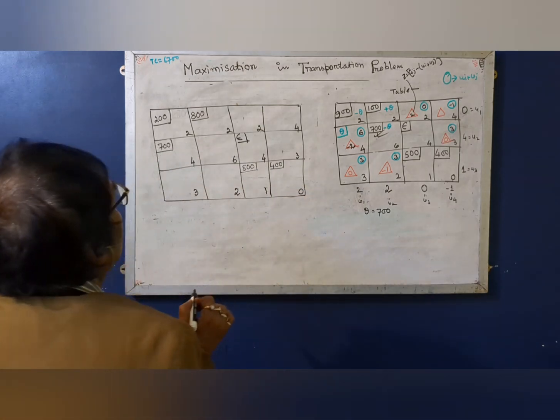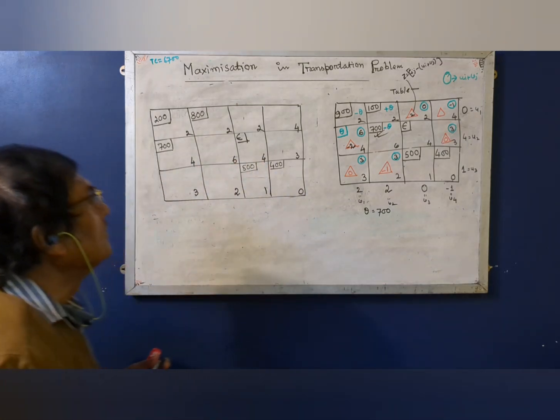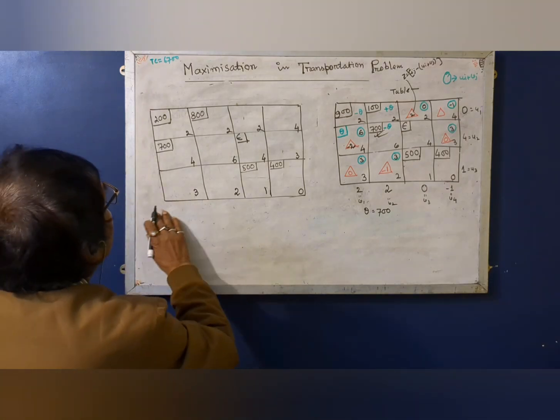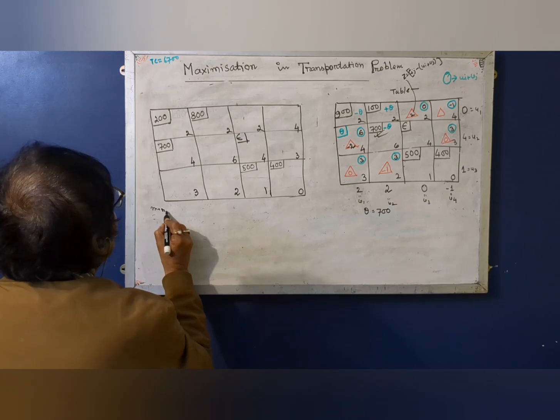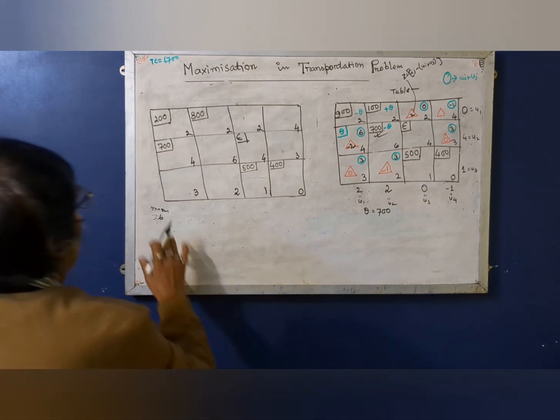Okay, probably I have written it down. So in this way, the revised matrix will form. Now again, you have to apply the MODI method, and before applying it, you check that the number of allocations must be m plus n minus 1, that is 6. 1, 2, 3, 4, 5, 6. And for that you can proceed.